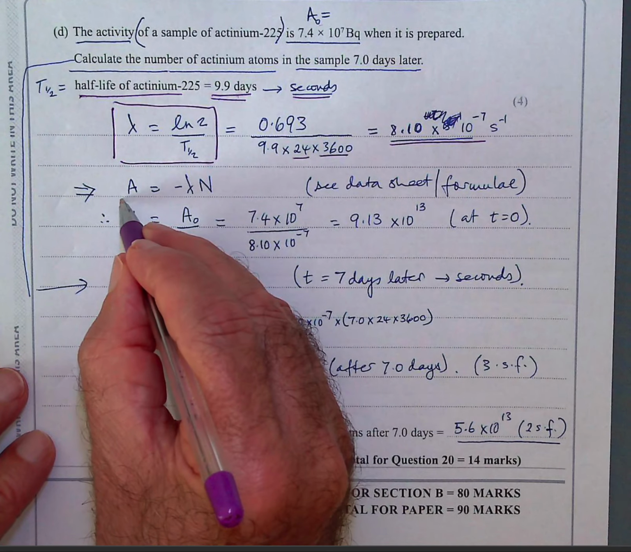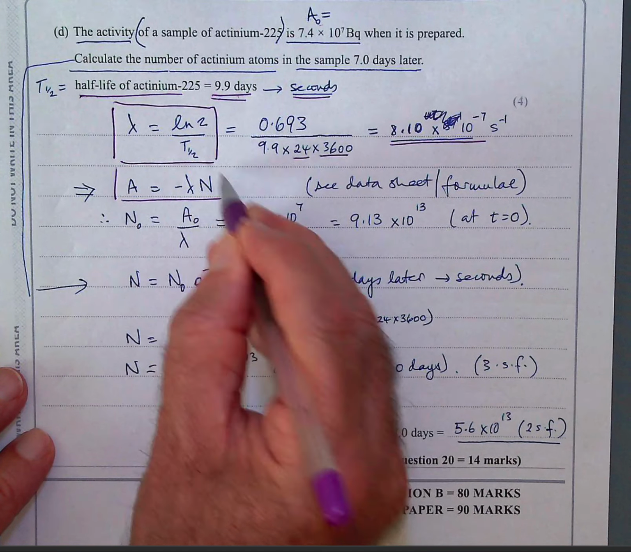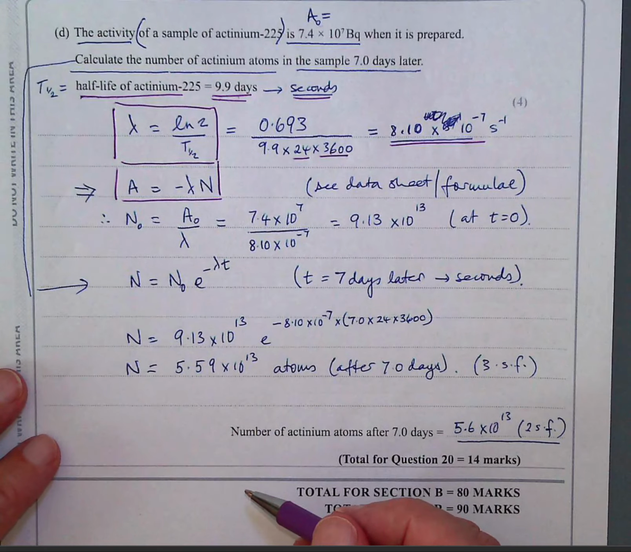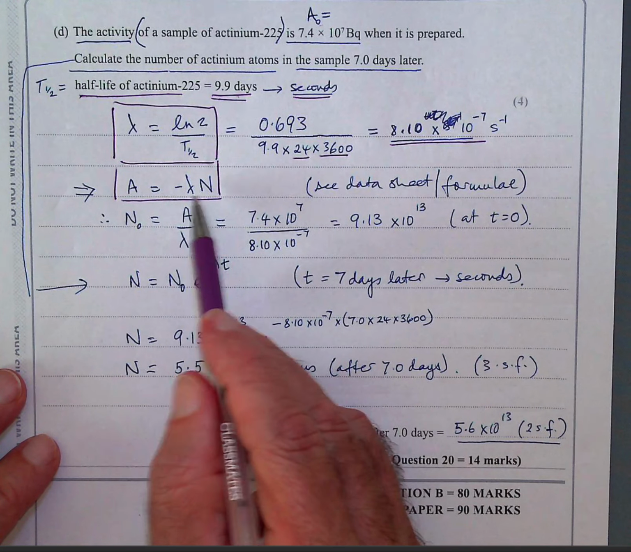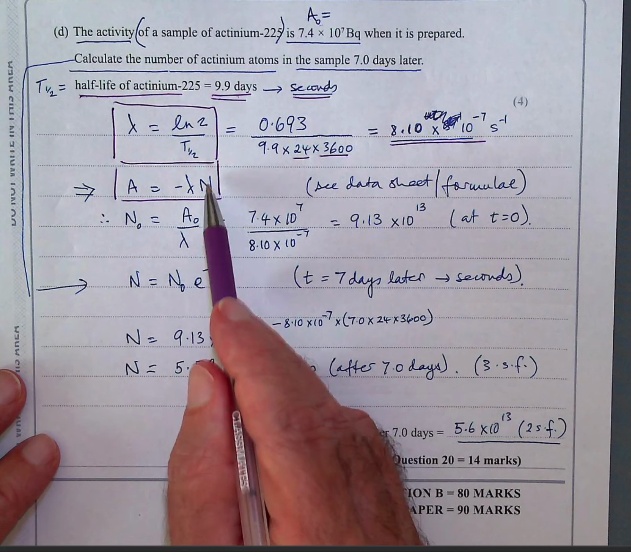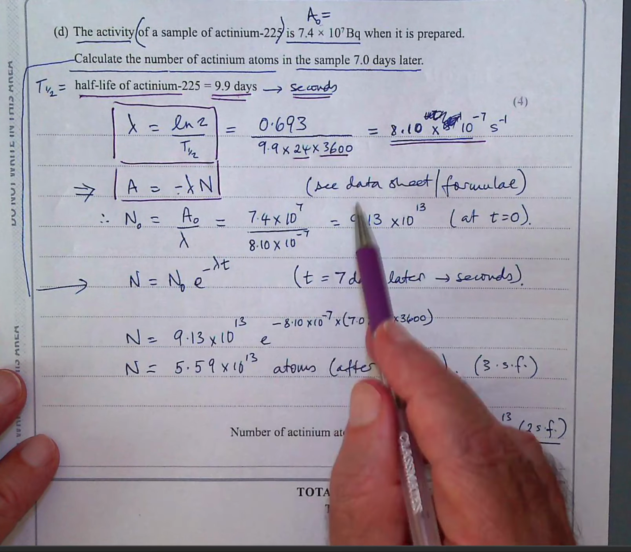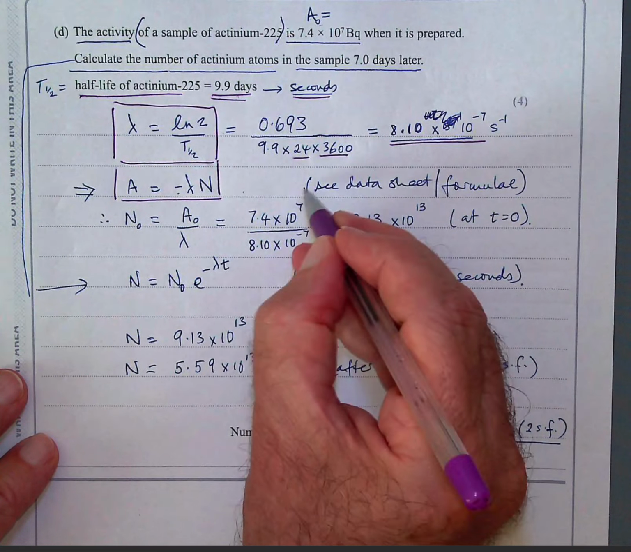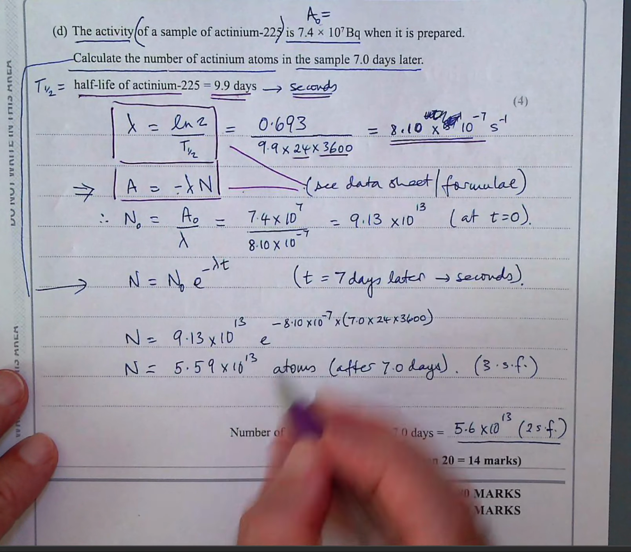Then we know that activity, also on your equation sheet, is equal to the decay constant times the number of atoms that are about. So the activity is decreasing as the number of atoms decreases, which is why there's a minus sign. It's a decrease. You can see that both these equations are on the data sheet.